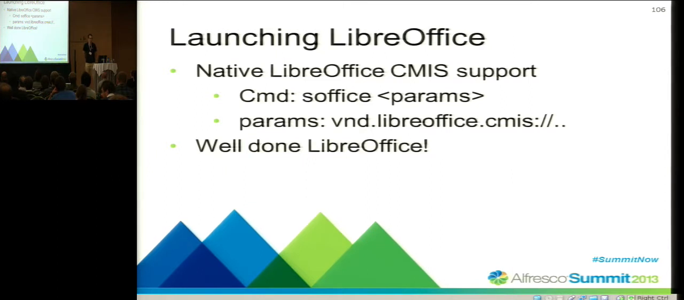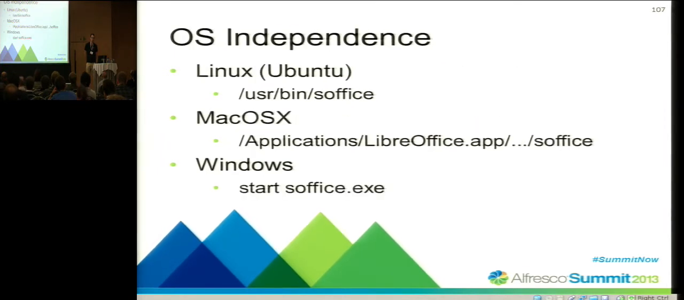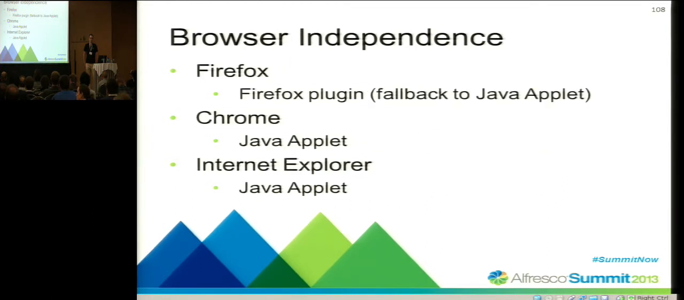As for launching LibreOffice, the implementation that the LibreOffice team has made allows for using parameters to the LibreOffice binary to point to even CMIS files. So that's what we're using to achieve that. As for OS independence, we support Linux, tested with Ubuntu right now, Mac OS X, and Windows. The only difference in these three OSs is the path to the binary of LibreOffice when you launch it.